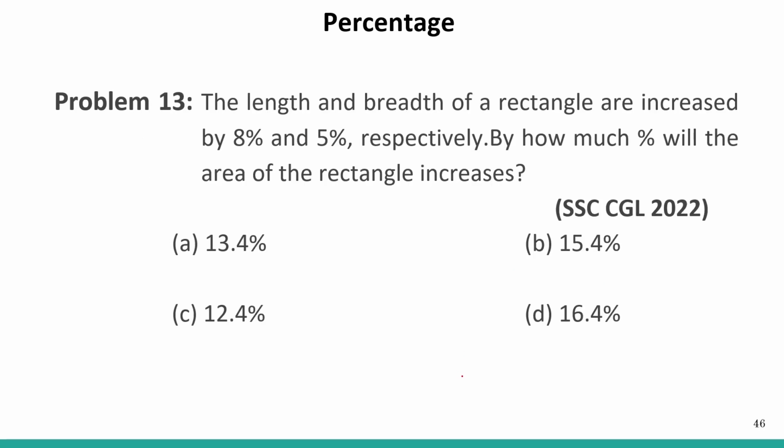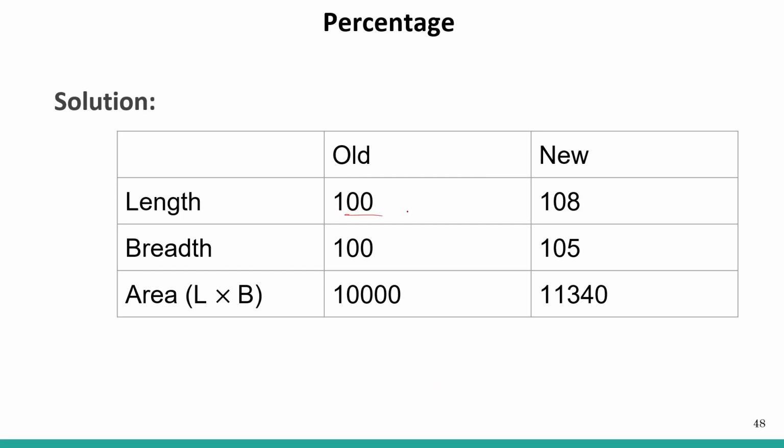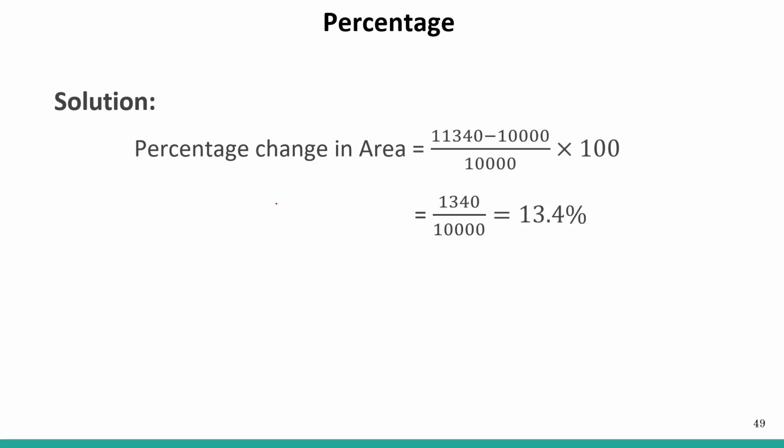The length and breadth of the rectangle increased by 8% and 5% respectively. By how much percentage will the area of the rectangle increase? If the length is 100, the new length will be 108. If the breadth is 100, the new breadth will be 105. If the area is 10,000, then the new area will be 11,340. So the percentage change in area will be 11,340 minus 10,000, whole by 10,000, into 100. So 1340 by 10,000 into 100 is equal to 13.4.